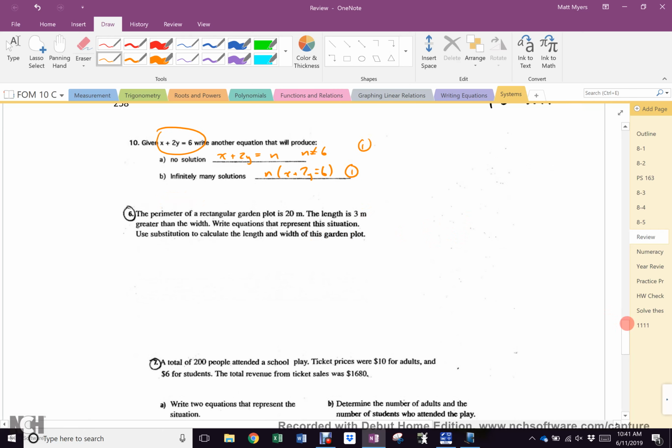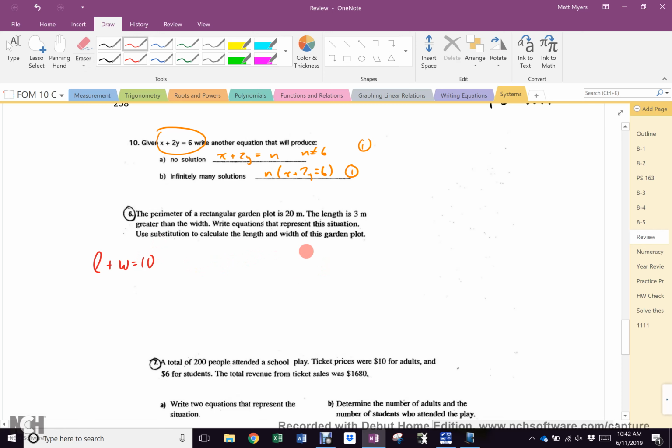Yeah? Okay. This one was causing a lot of people trouble, mostly because all of you went length plus width equals 20. Why is that wrong? There's 2 lengths and 2 widths. So what does length plus width really equal? 10, or 2L plus 2W equals 20. Both would have worked, right?